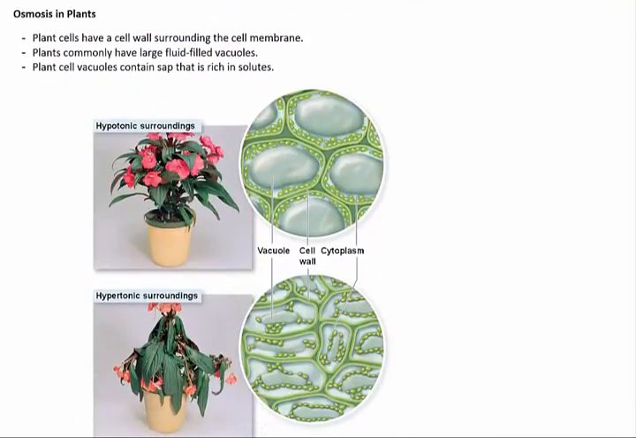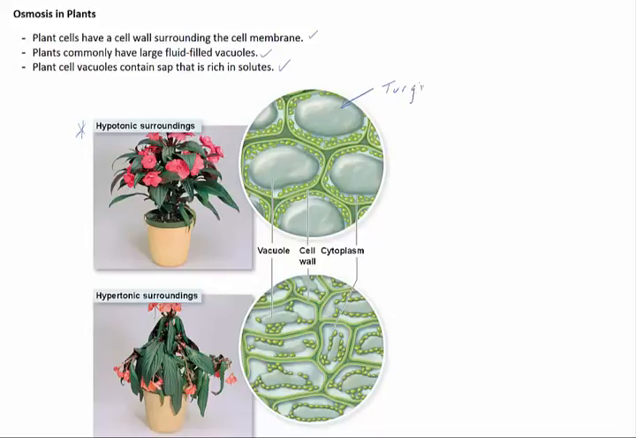Unlike animal cells, plant cells have a cell wall surrounding the cell membrane. In addition, plants commonly have large fluid-filled vacuoles. Plant cell vacuoles contain sap that is rich in solutes. When a hypotonic solution surrounds the cell, water molecules diffuse by osmosis, firstly into the cytoplasm and then into the vacuole. The vacuole swells, pushing the cytoplasm and plasma membrane against the cell wall. The tough cell wall prevents the cell from bursting.